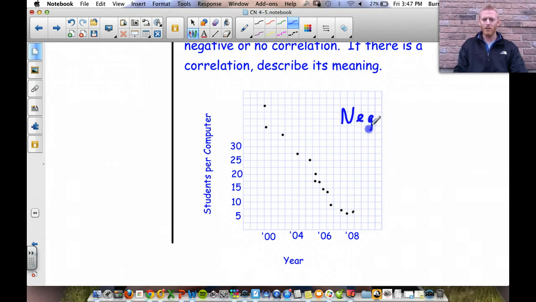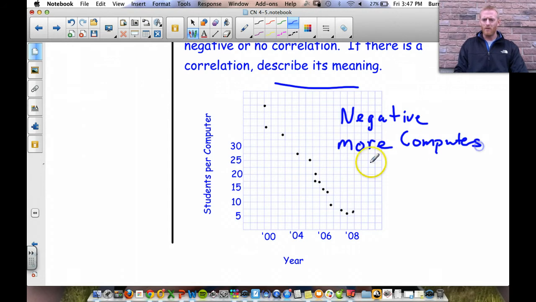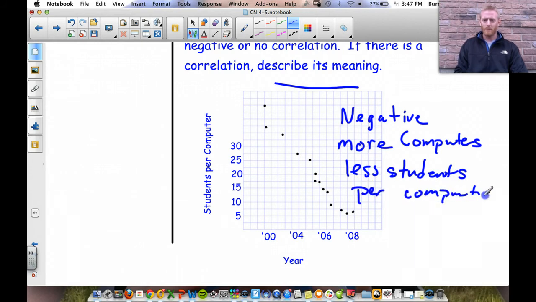we have a negative correlation because it's going downward, and the meaning is that there are more and more computers, or there could be less and less students. Depending on the way we want to twist this, there could be more and more computers, or there are less students in the building. The big thing here is less students per computer, which is exactly what it shows for our y-axis over here.